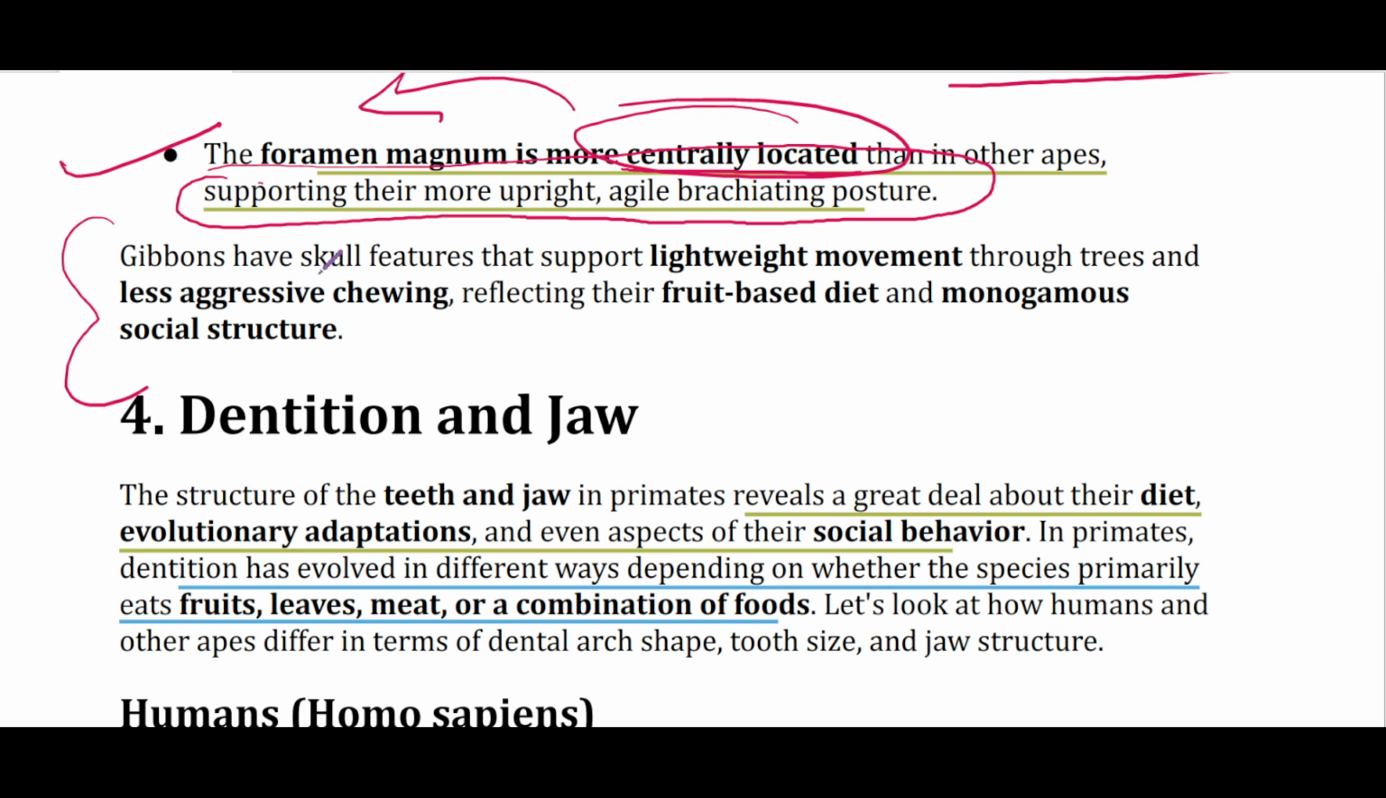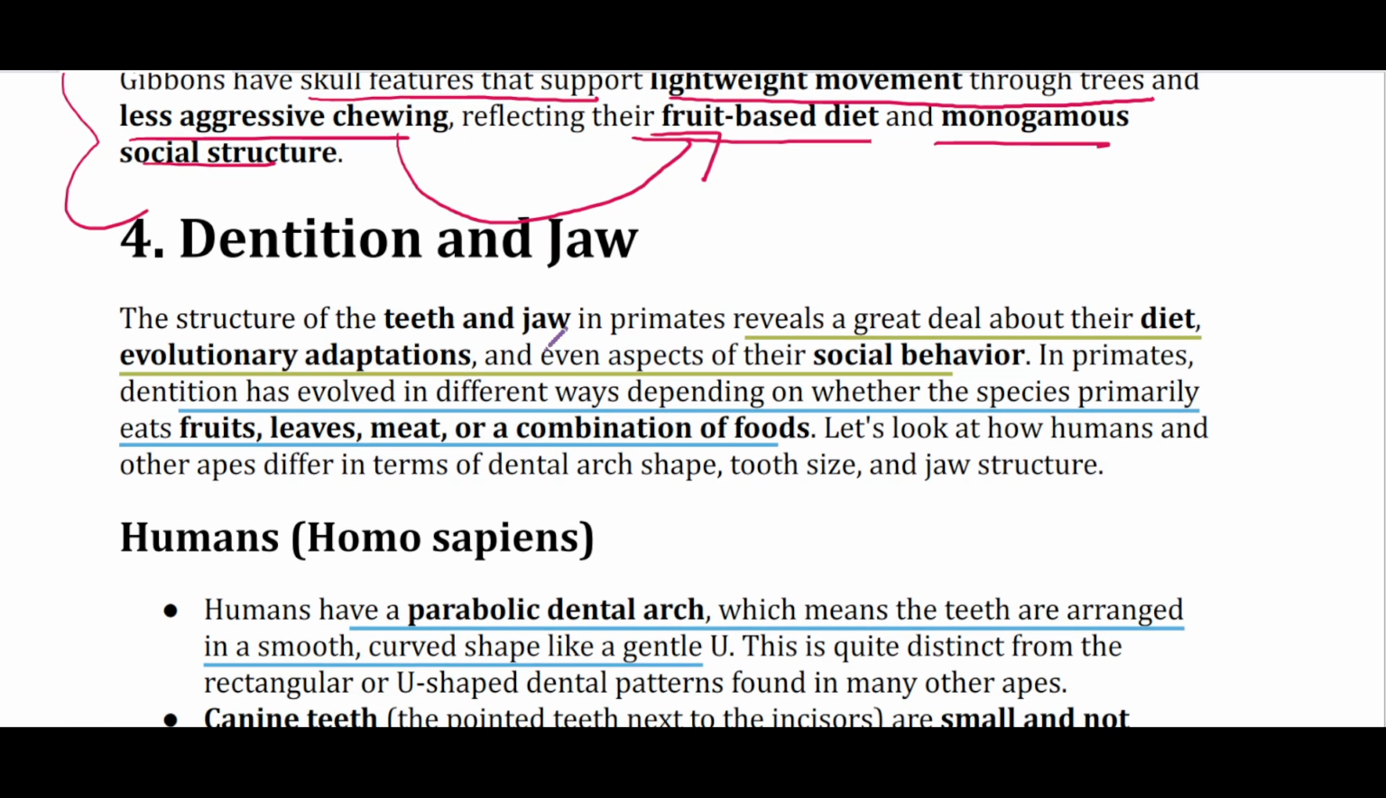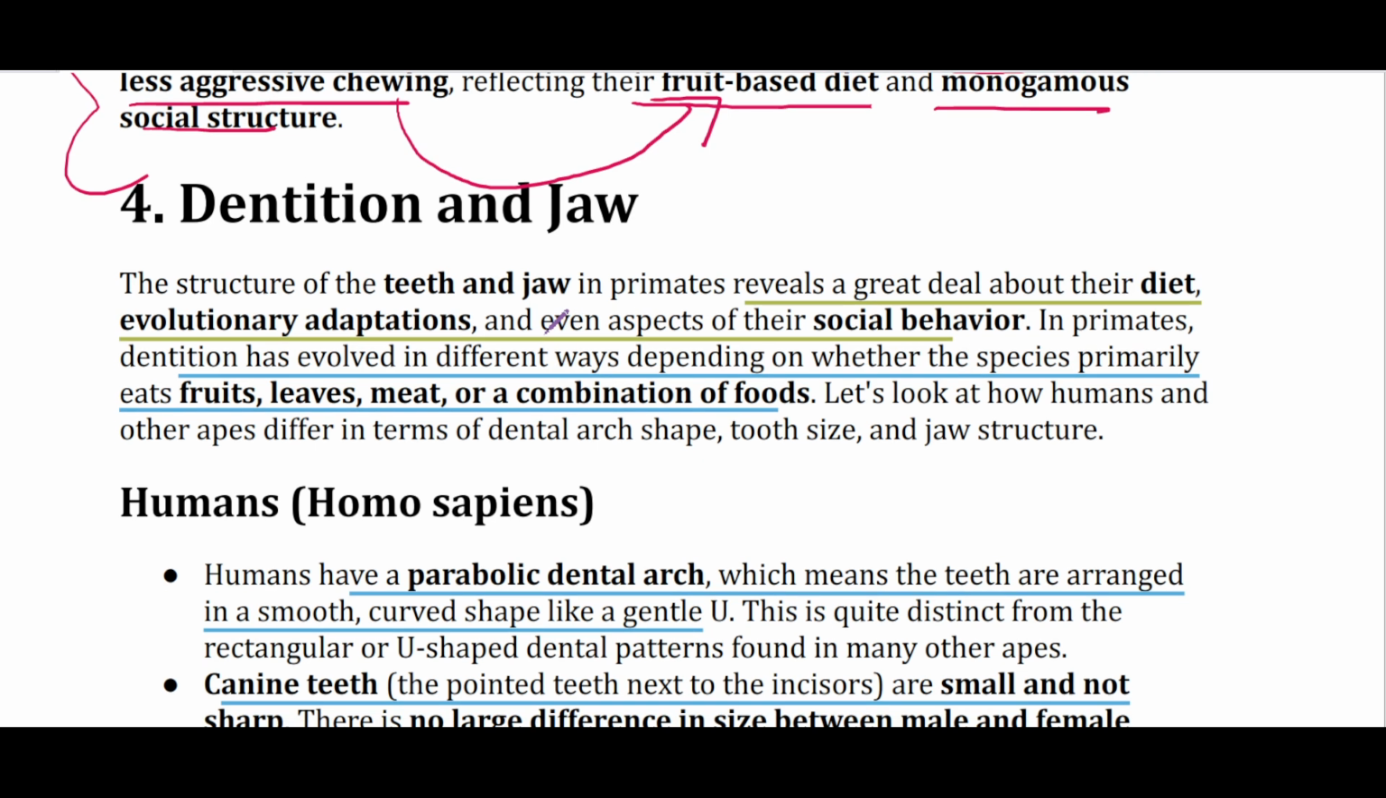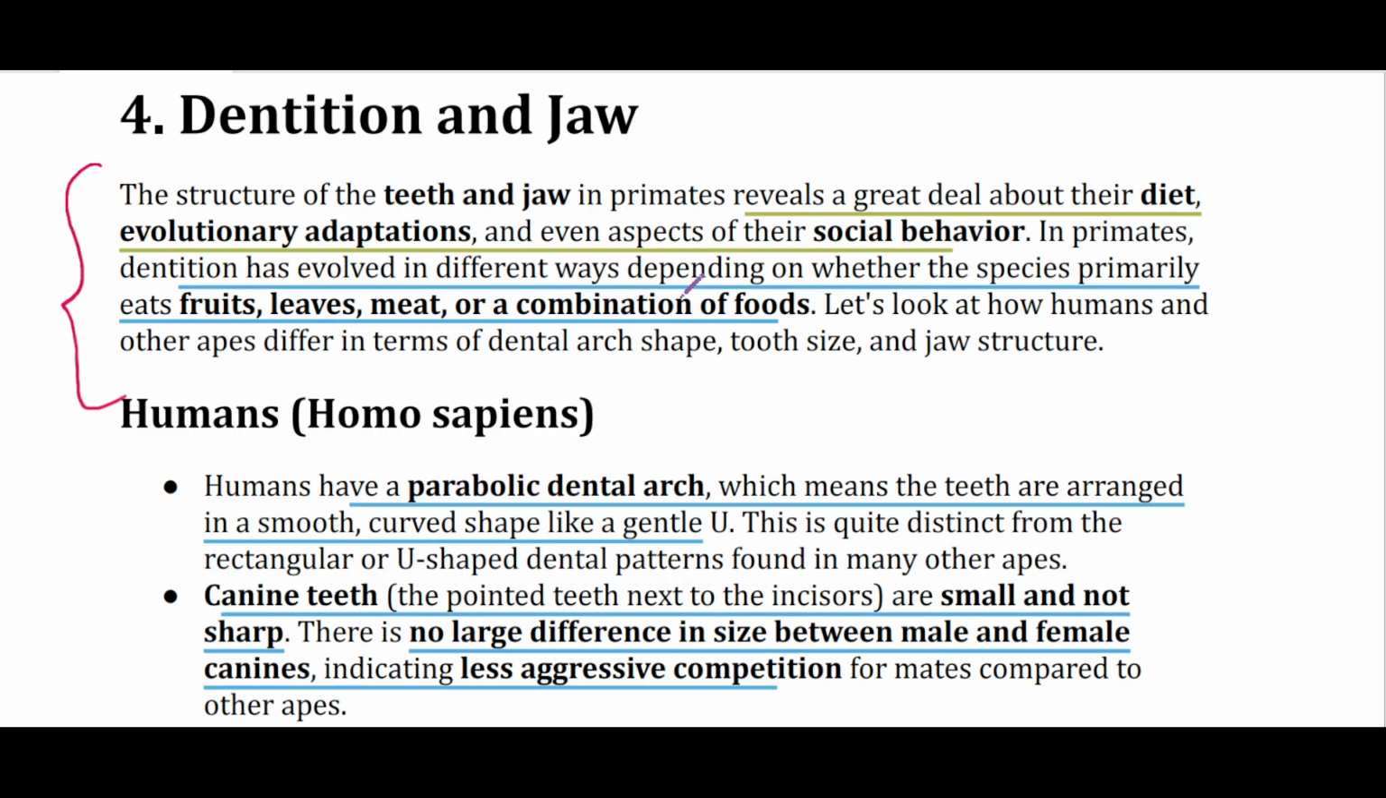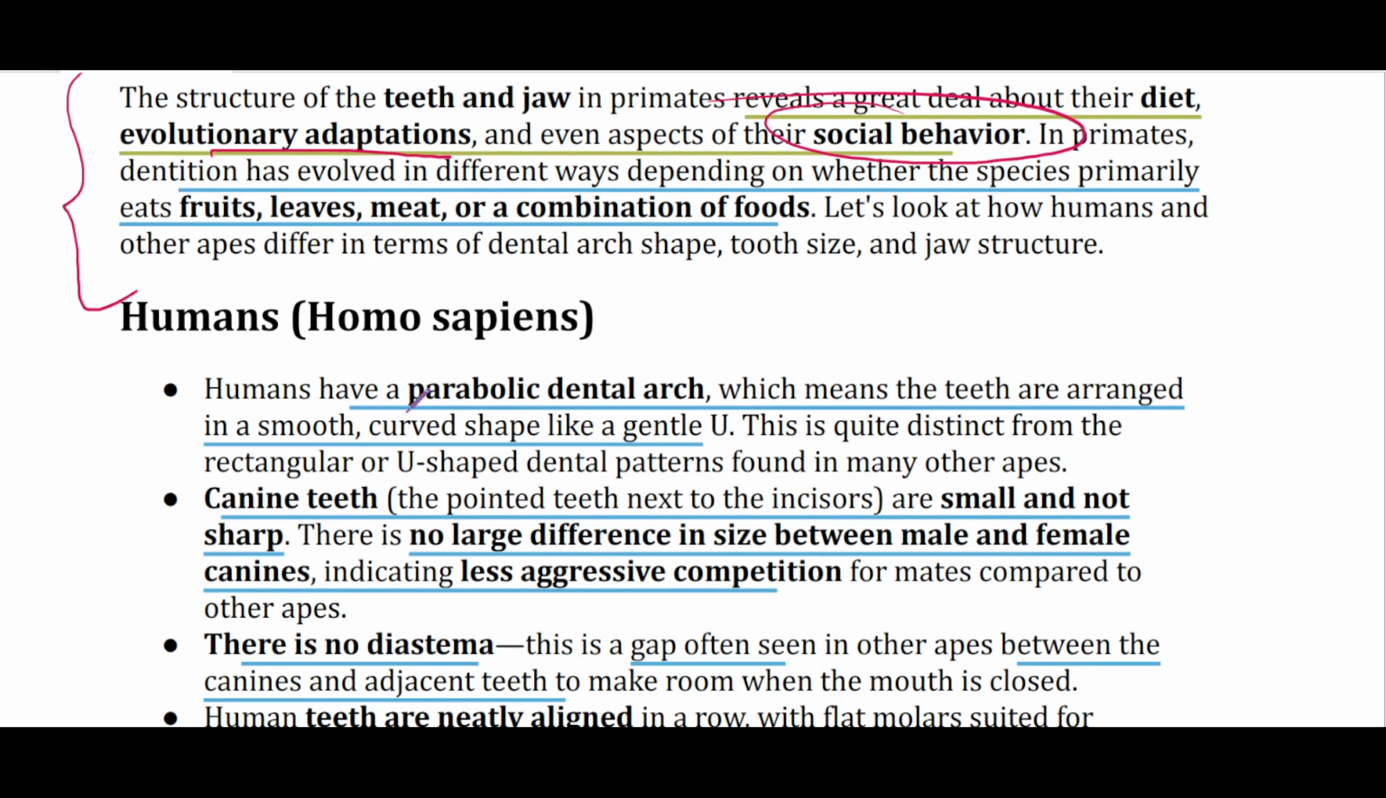Then gibbons have skulls that support lightweight movement through trees and less aggressive chewing, and this lack of aggression in chewing reflects their fruit-based diet and their monogamous social structure. फिर fourth characteristic पर बढ़ते हैं, dentition and jaw. The structure of teeth and jaw in primates reveals a great deal about their diet, evolutionary adaptations, and even their social behavior.